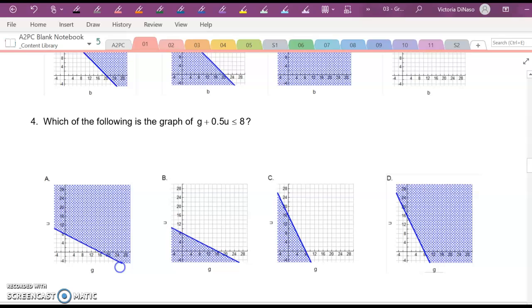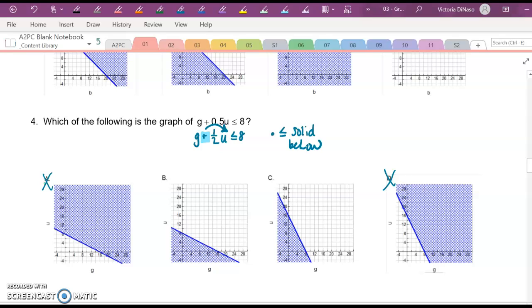Number 4, I'm going to change this so we have g plus 1 over 2 u is less than or equal to 8. So based on this symbol, my inequality is not flipping, so we have the less than or equal to sign, so we have a solid line, and we're shading below. So since we're shading below, we can go ahead and cross off A and cross off D.